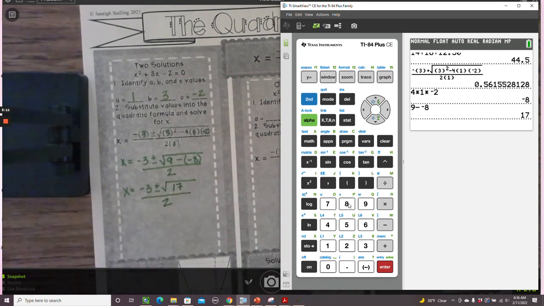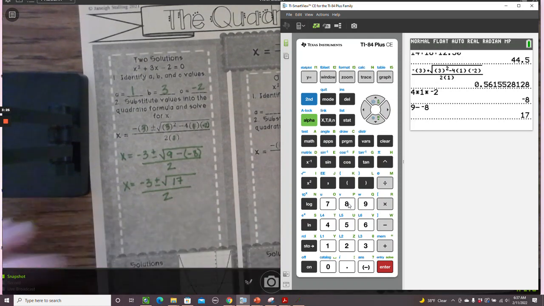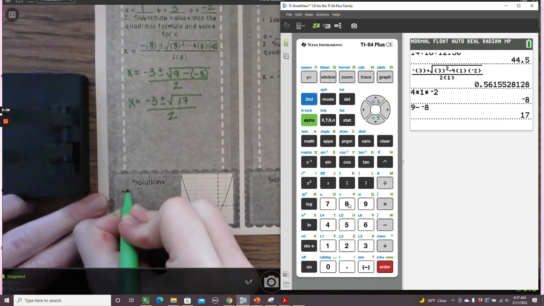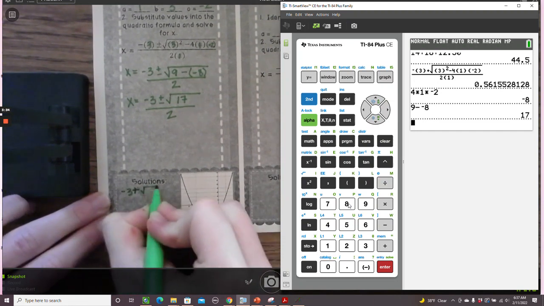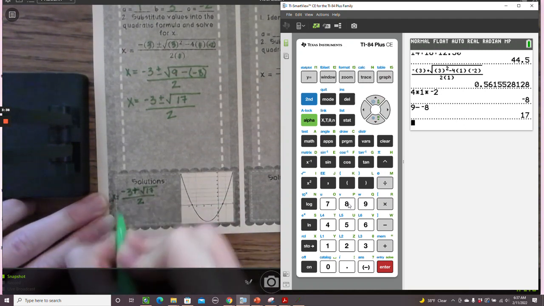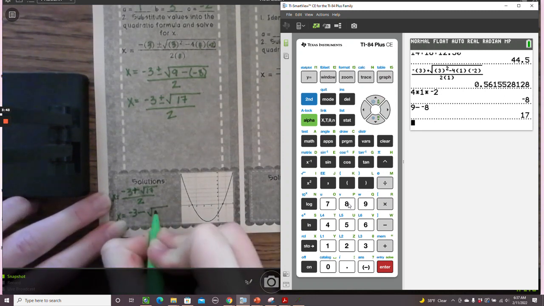So knowing that 17 is prime, I know that that will not simplify down any further. That's as simple as it's going to get. Okay, so there's not really much that I can do here to simplify because 3 is not divisible by 2. Okay, so my solutions here are x equals negative 3 plus, we're going to do plus first, the square root of 17 over 2, and then x equals negative 3 minus the square root of 17 over 2.